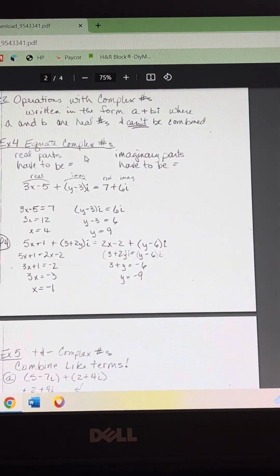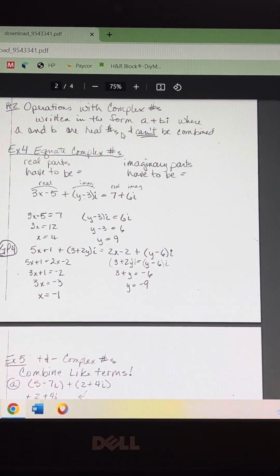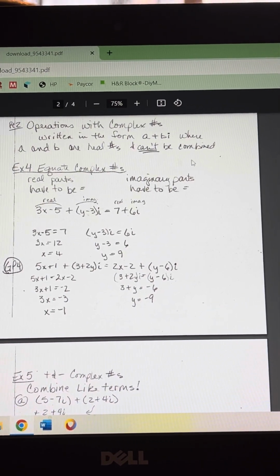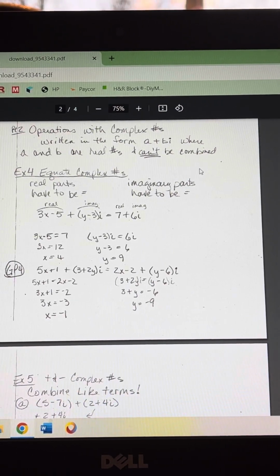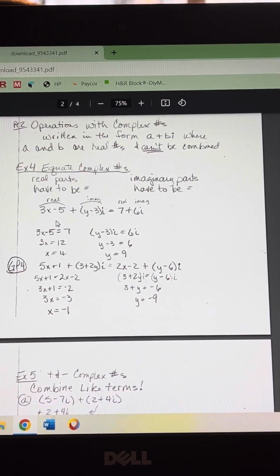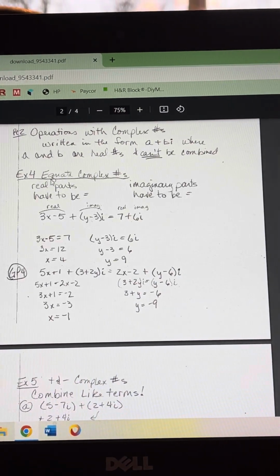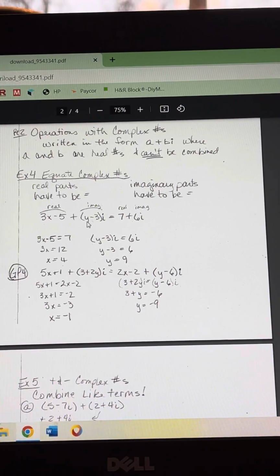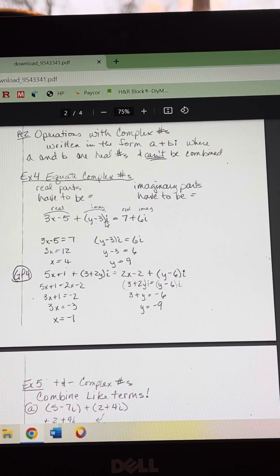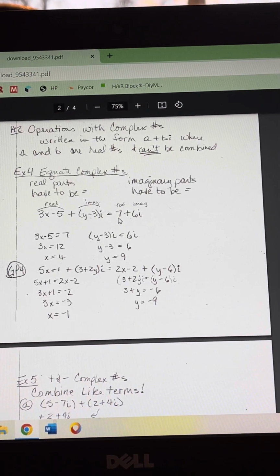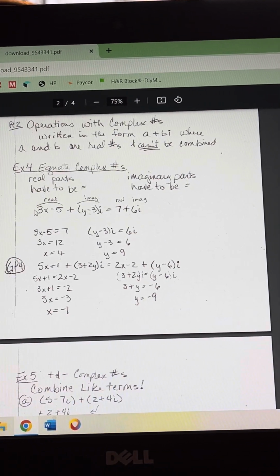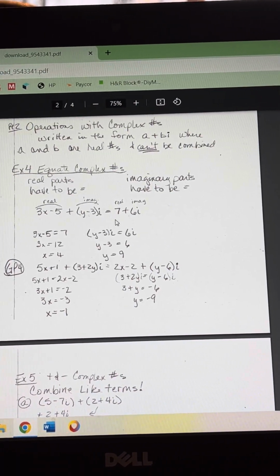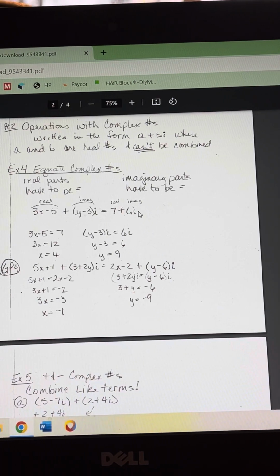Part 2, operations with complex numbers written in the form a plus bi, where a and b are real numbers and can't be combined. Okay, these are really kind of cool. Example 4, you've got these equations. Well, 3x minus 5 plus the quantity y minus 3 in parentheses times i equals 7 plus 6i. Well, these are real. These are imaginary. This is real. This is imaginary. So it's just got 2 parts.